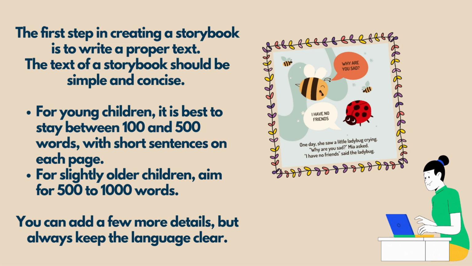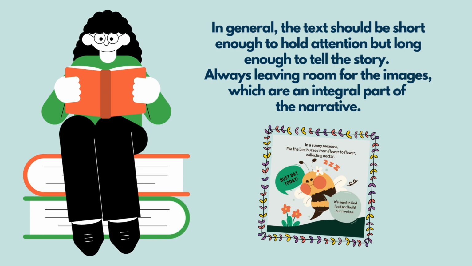For slightly older children, aim for 500 to 1,000 words. You can add a few more details, but always keep the language clear. In general, the text should be short enough to hold attention but long enough to tell the story, always leaving room for the images, which are an integral part of the narrative.